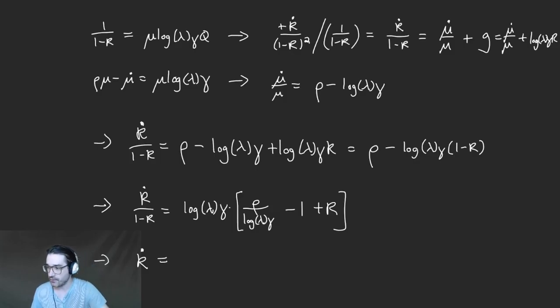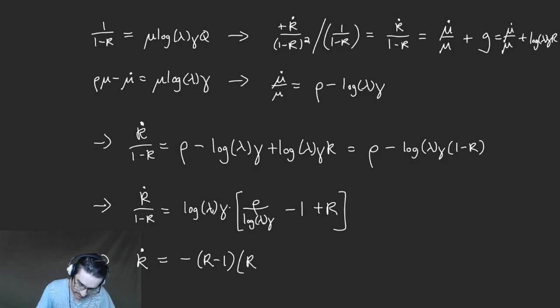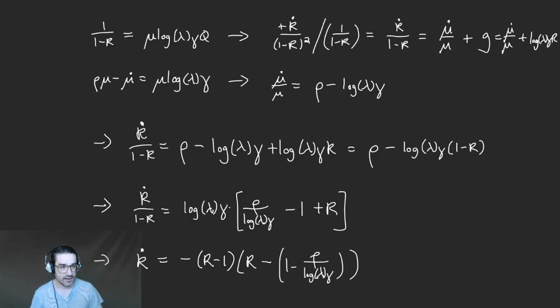Usually I try and write it so that it's r minus something times r minus something, so we can see the sign of the quadratic. Here in this case it'd be a minus, r minus 1 times r minus this thing, 1 minus rho over log lambda gamma. That's our R star.